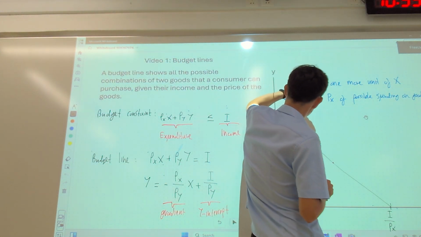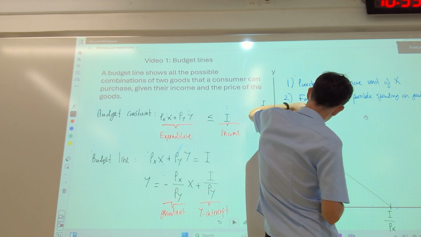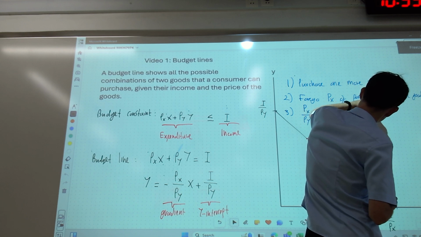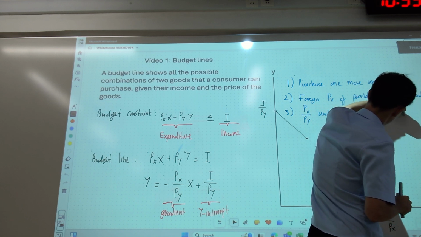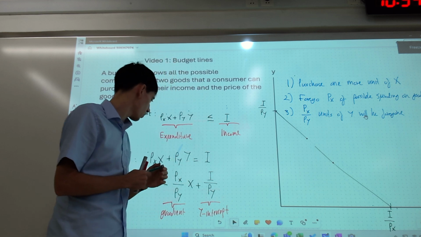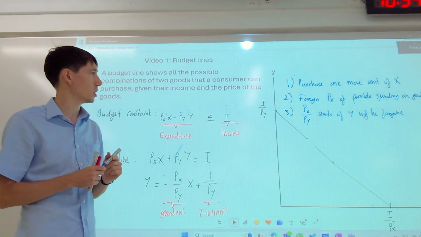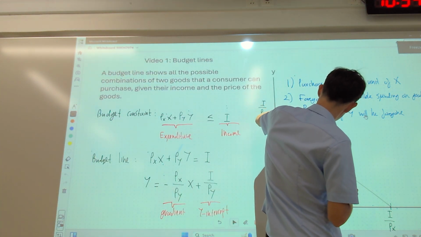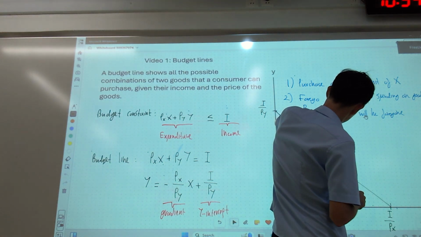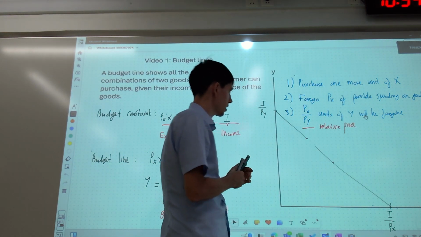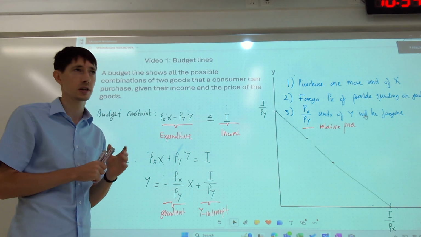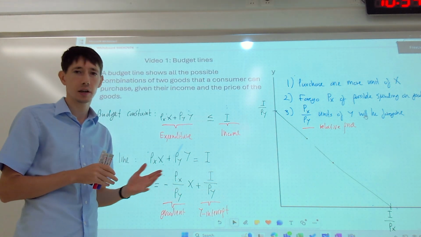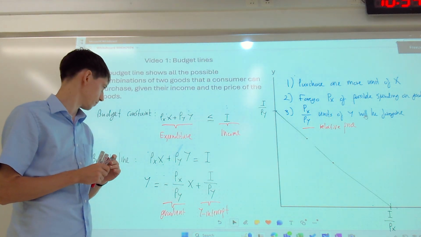Well, how many units of good Y would that buy us? Well, we simply take Px divided by Py. Units of Y will be foregone. If one more unit of X is purchased, we give up Px over Py units of Y. You can describe this as a relative price. This is the relative price of X in terms of Y. For every additional unit of X that we purchase, how many units of Y do we give up? How many units of Y does an additional unit of X cost us?